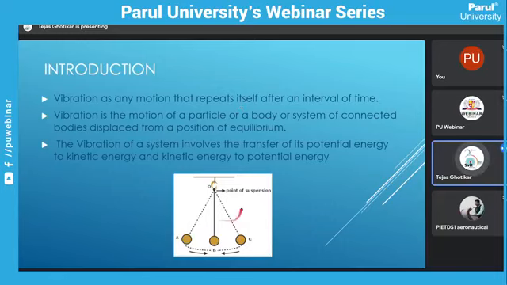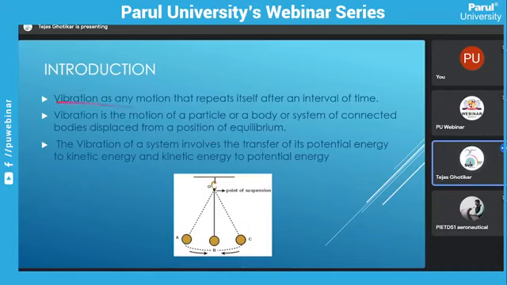If we consider a simple pendulum, the time period is the same for each cycle. Whenever the time period is the same, we call it an oscillation. If the time period is not the same, we will call it vibration. Oscillation is a type of vibration, but when the time period is constant, we call it an oscillation.